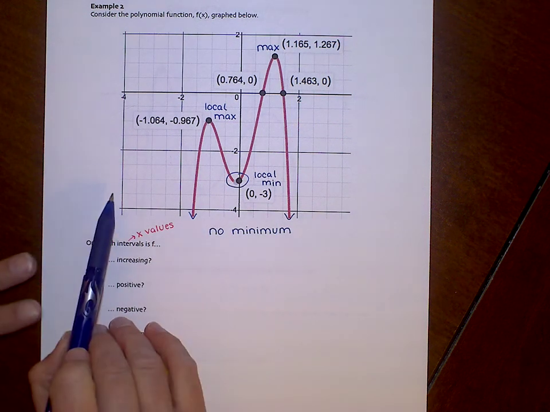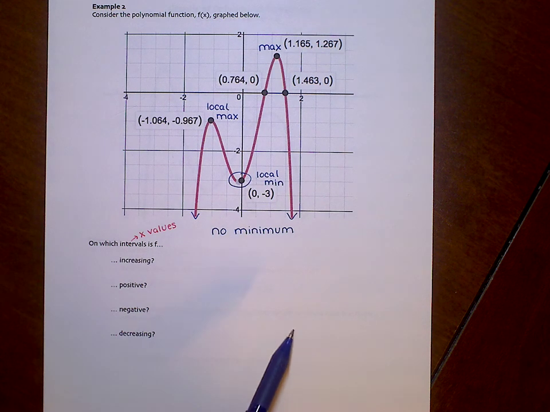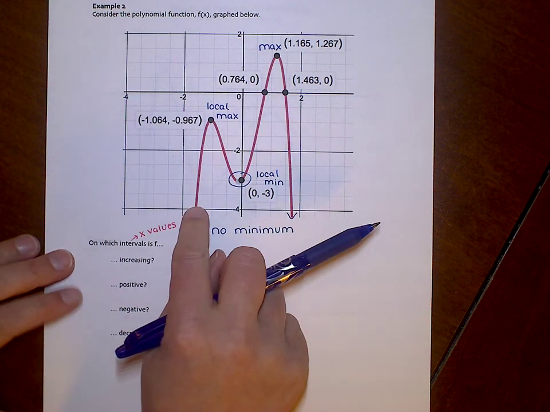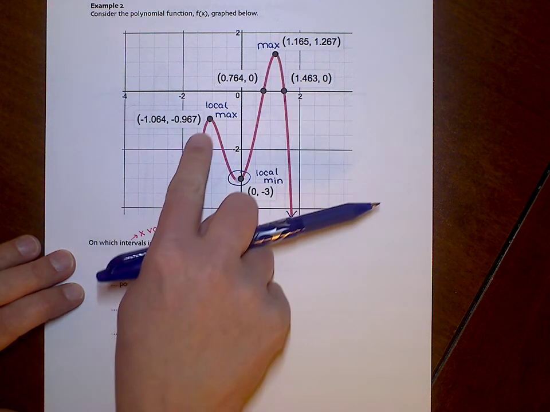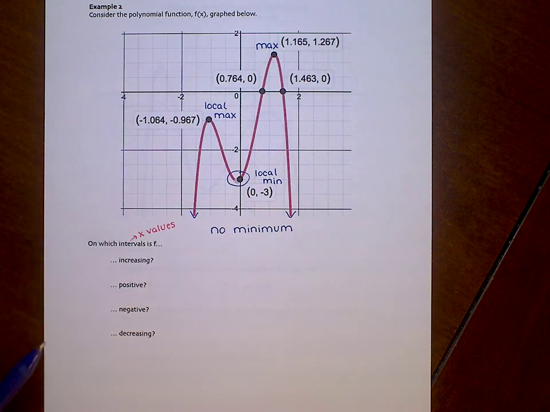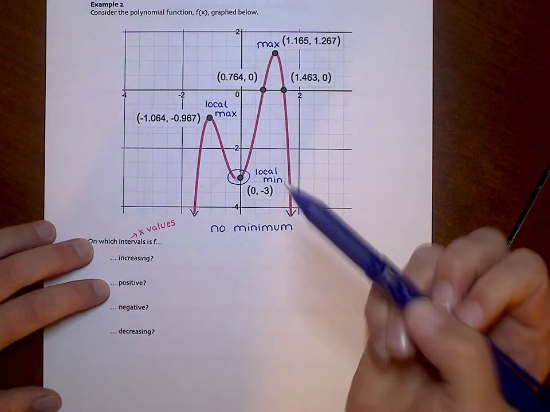So as I'm moving across the graph from left to right, the y values are getting bigger. It's heading upward. Okay? That can happen on the lower half of the graph or the upper half of the graph. But as long as your graph is moving in an upward direction, we would say that that's increasing. Positive just means that it's above the x-axis.